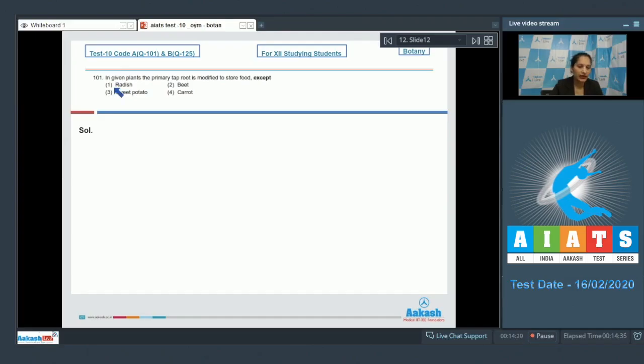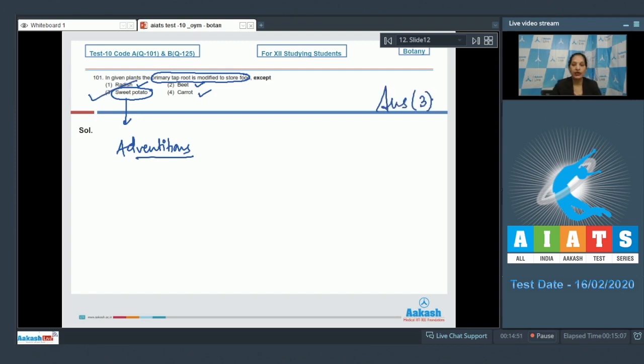Question number 101. In given plants, the primary taproot is modified to store food, except... The primary taproot is modified to store the food in radish, beet and carrot. What about the sweet potato? Sweet potato is also a modified root, but it is adventitious root, not the taproot. So the correct option for the given question is option number 3. Let's move to the next question.